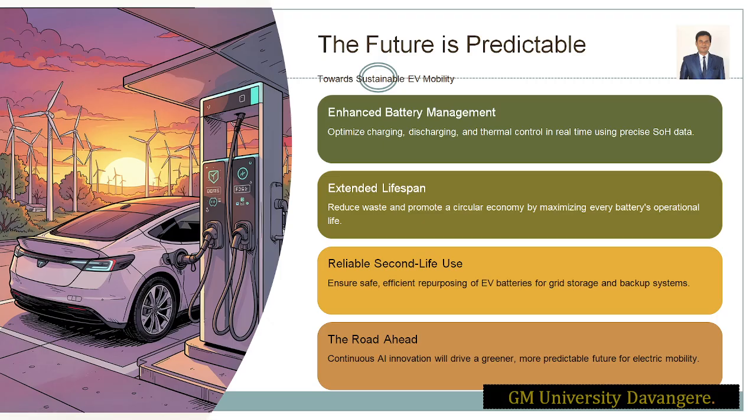So when you talk about the AI, the road ahead is that AI has to forecast cell failure, and early planned replacement should be done for the batteries. Continuous AI innovation should be done for batteries to become a more predictable future for e-mobility.